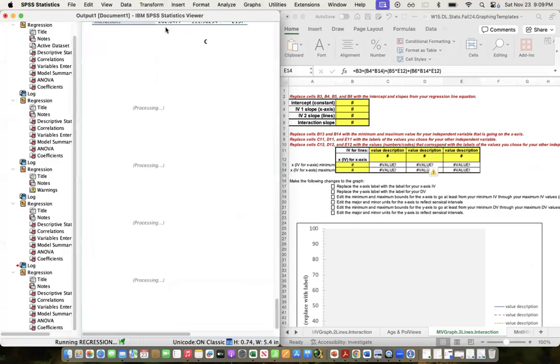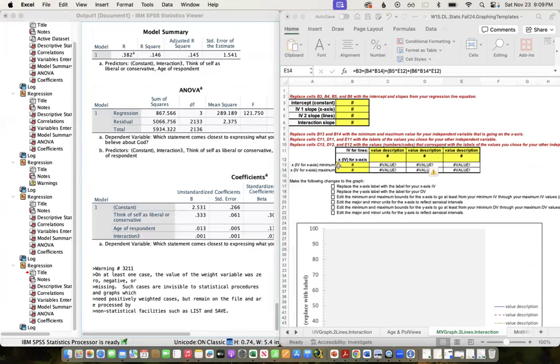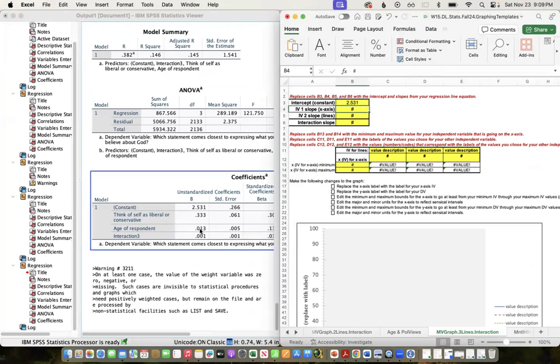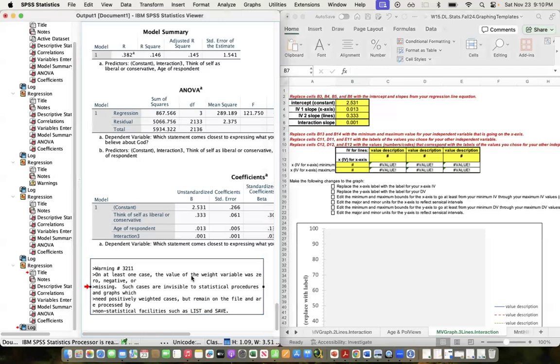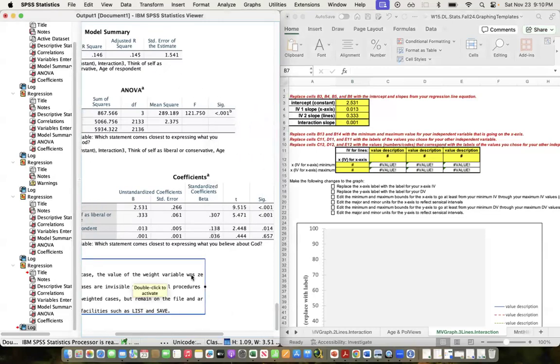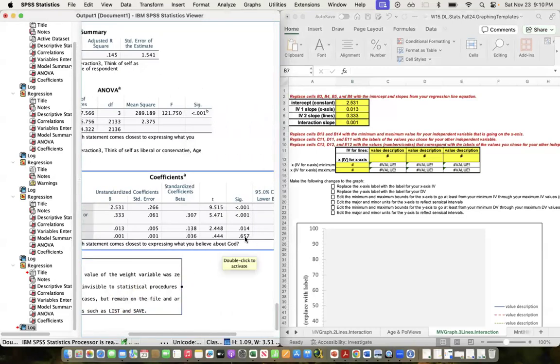So I'm going to run this, and let's put these in. So we have 2.531. I'm doing age for my x-axis, so I'm choosing 0.013, right? Oops. So I have to make sure, this isn't in order, but I have to line them up how I want it. And 0.01. Okay. And then you can see here my interaction is not significant.